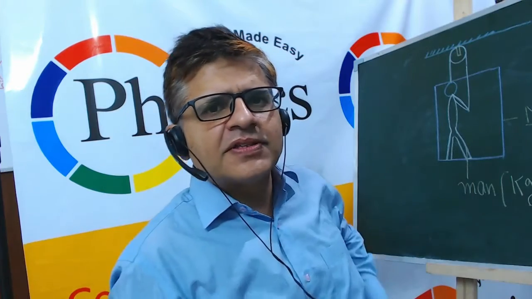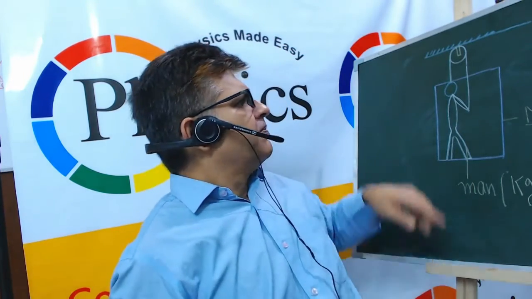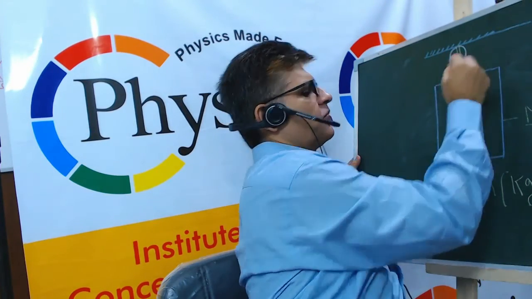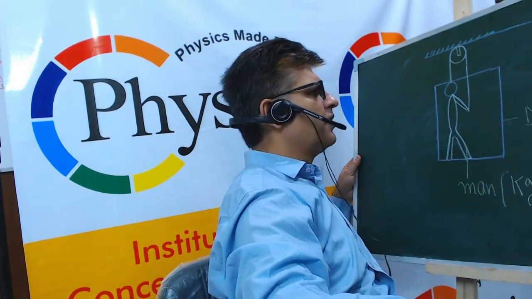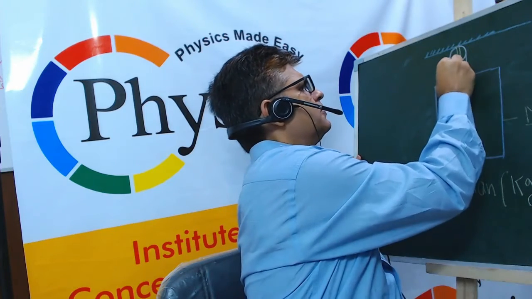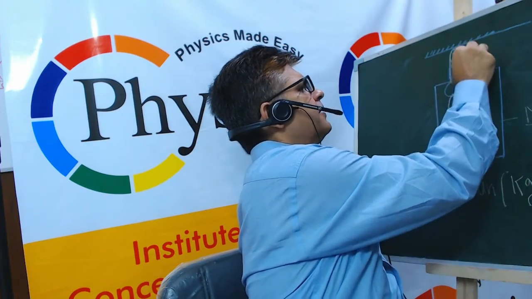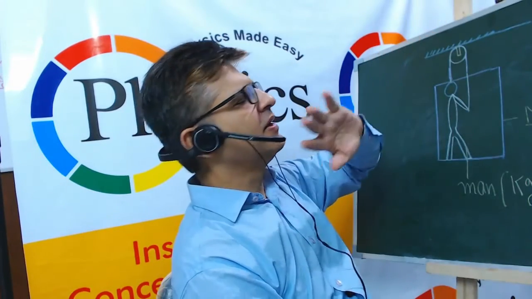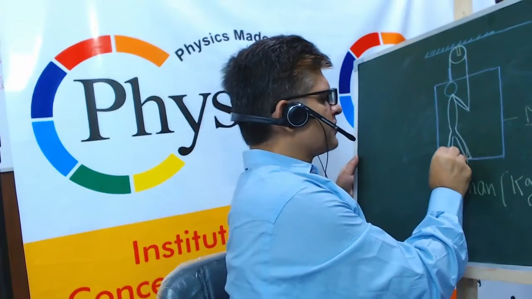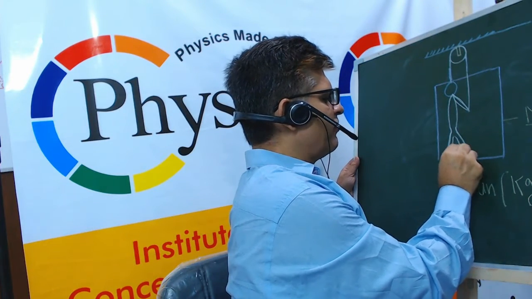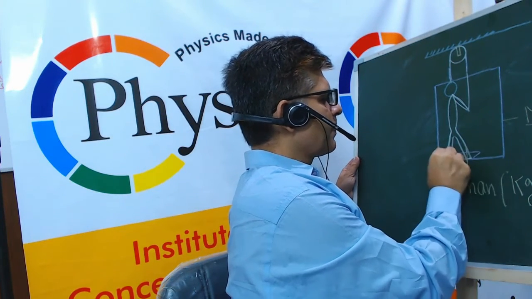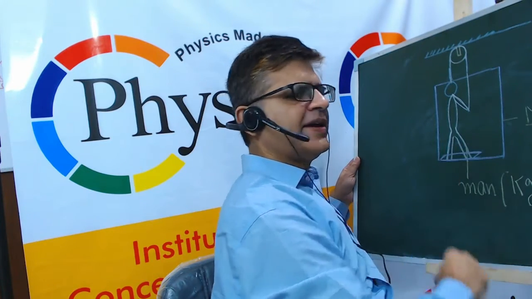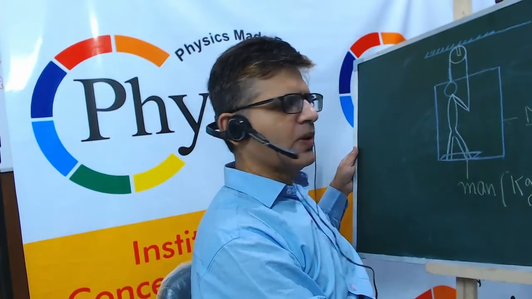Now, it is given in the situation that the man is holding this massless rope, and the pulley is also massless. The question is, there is a weighing scale here. What is the reading of the weighing scale? How do you calculate that?